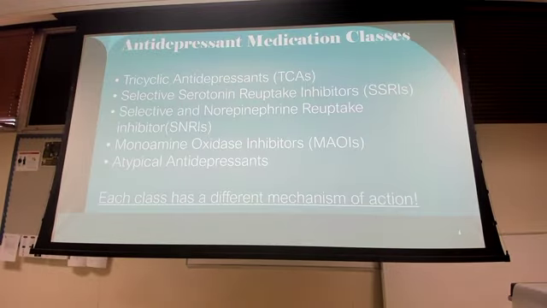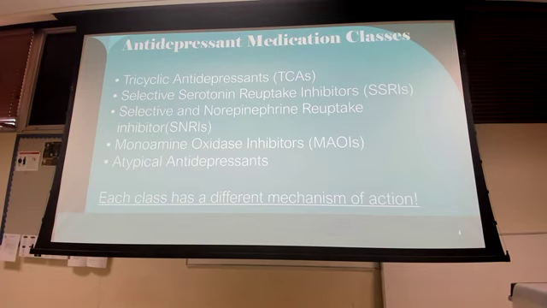So first up, we're going to talk about your tricyclic antidepressants. So tricyclic antidepressants came out in about the 1950s. They were one of the first drug classes, also along with the MAOIs. MAOIs came out about the same time, the 1950s. And for a while, that's all that we had, right?